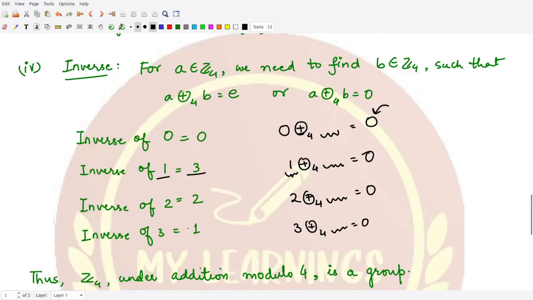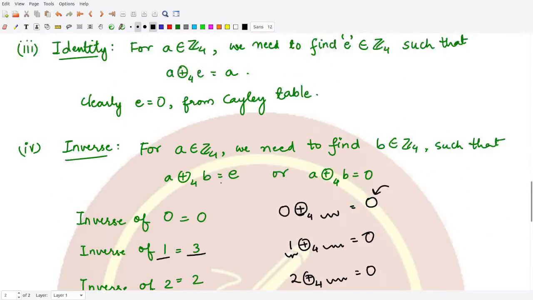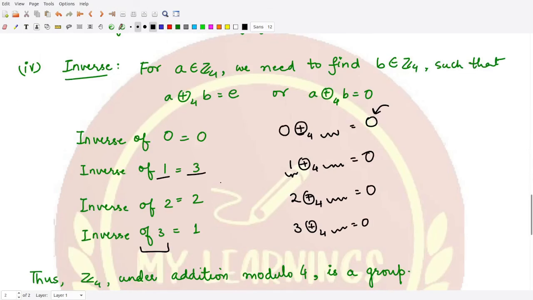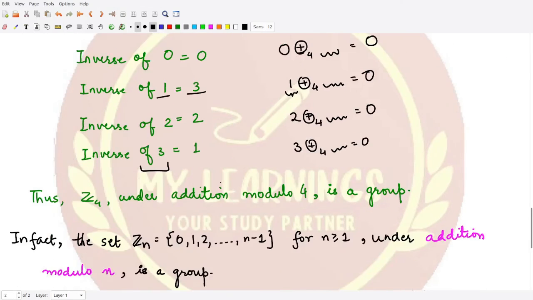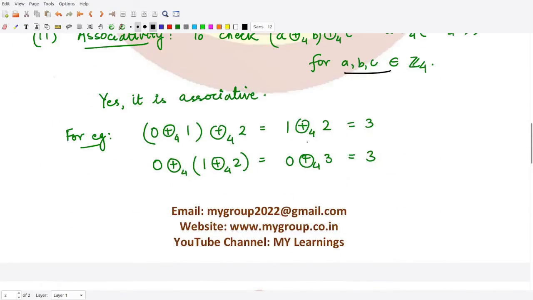And for the last one we need to check what is the inverse of 3. So we are looking for the number such that we obtain a 0 in the final answer. So it corresponds to 1. So 1 is the inverse of 3. So we have an inverse of all of the elements in this set, right? So therefore all the 4 properties are satisfied. So Z4 under addition modulo 4 is a group, right? And in addition to this it is an abelian group.